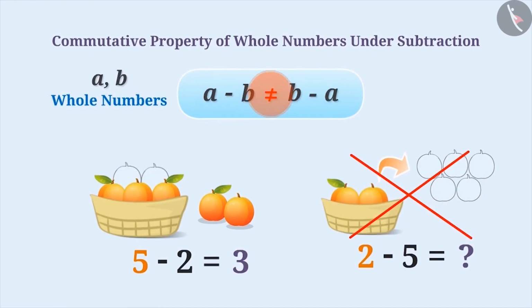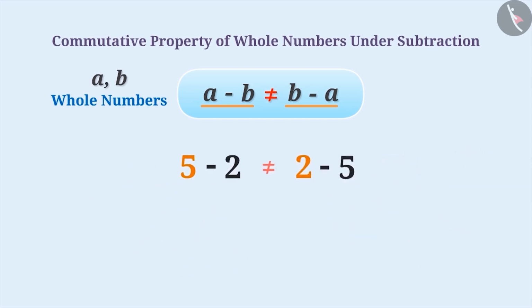That is, A minus B is not equal to B minus A. Therefore, subtraction is not commutative for whole numbers.